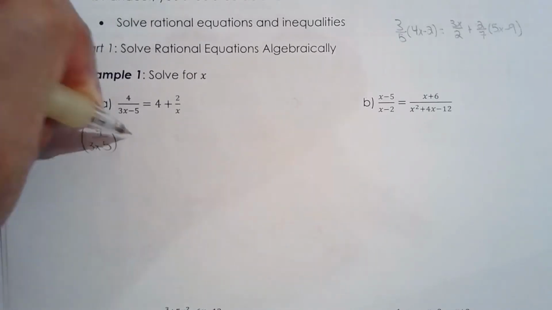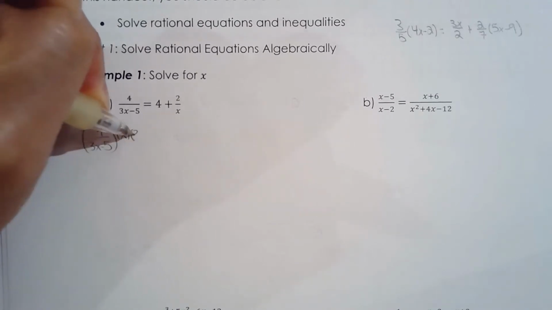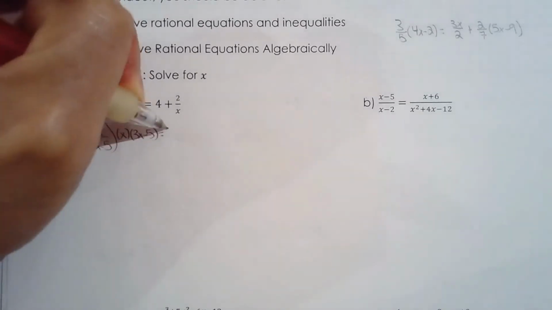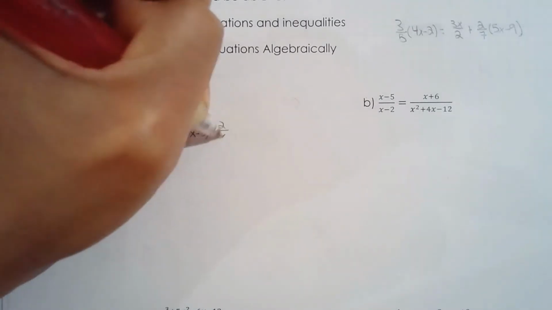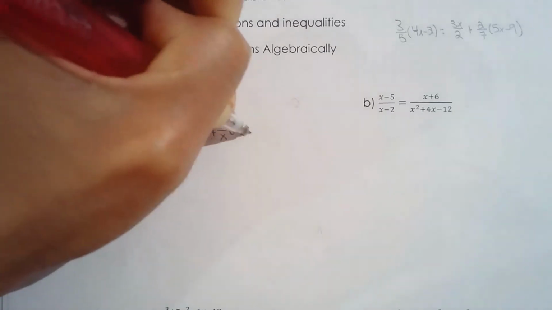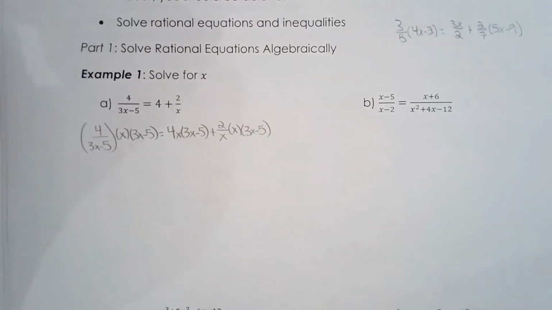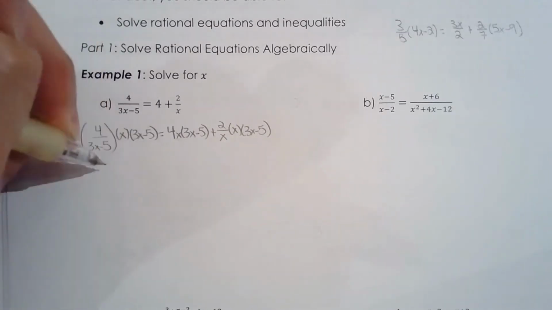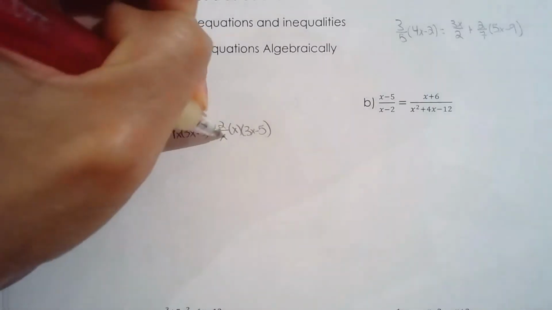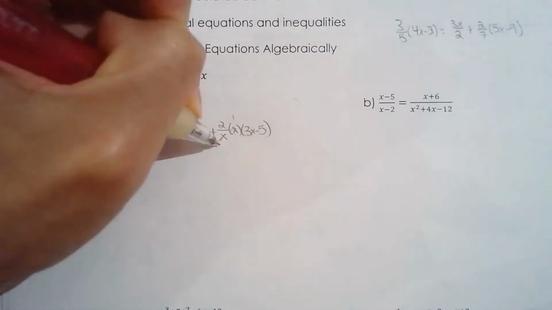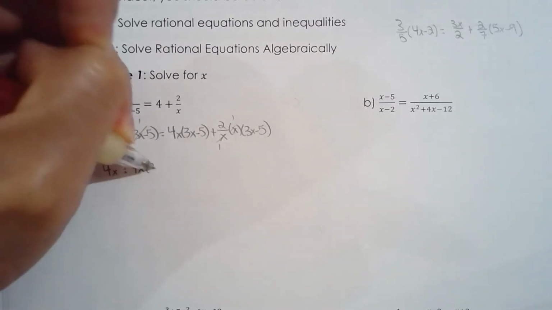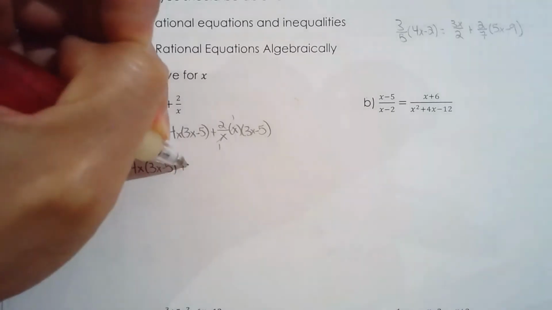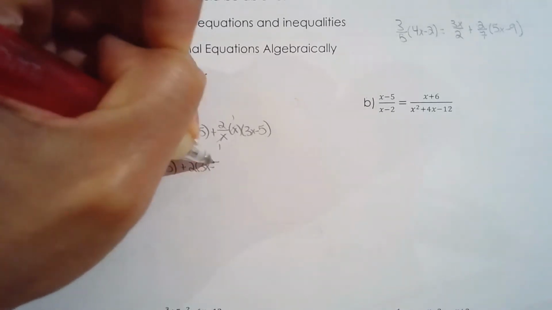So 4 over 3x minus 5 times x times 3x minus 5, equals 4 times x times 3x minus 5 plus 2 over x times 3x minus 5. Beautiful. So we multiply the left side and right side by the lowest common denominator, and guess what? Common factor. So you're left with 4x equals 4x times 3x minus 5 plus 2 times 3x minus 5.